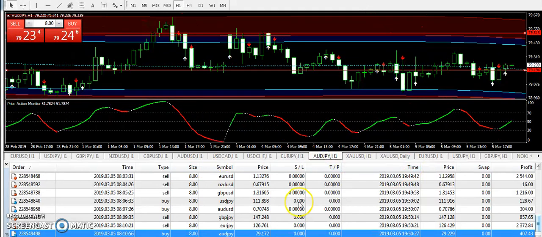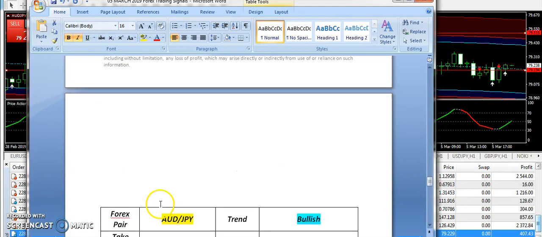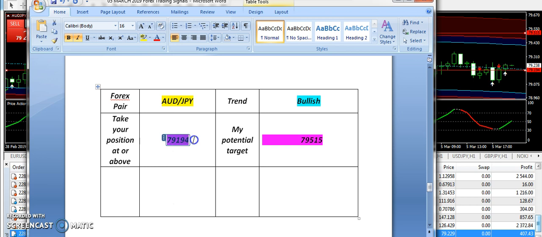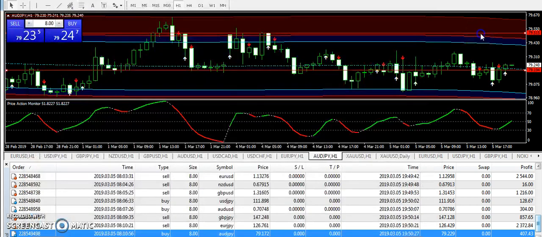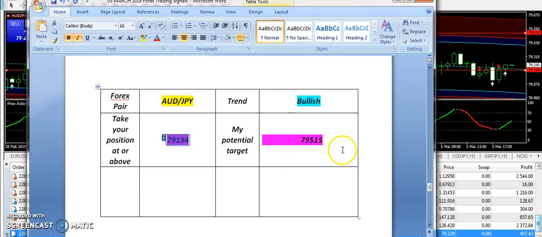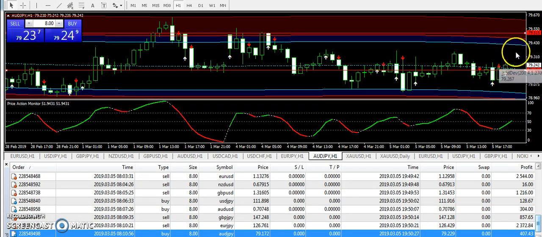At last, I'm going to talk about AUD JPY, which has just entered into our bullish zone. 79194 is the bullish entry, and the market was just leaning on this level, but still we are getting bullish signs on this pair. So guys, just keep the target price in your mind. 79515 is the target price. If it keeps its momentum in the upward direction, then it can hit the target price during the US hours.